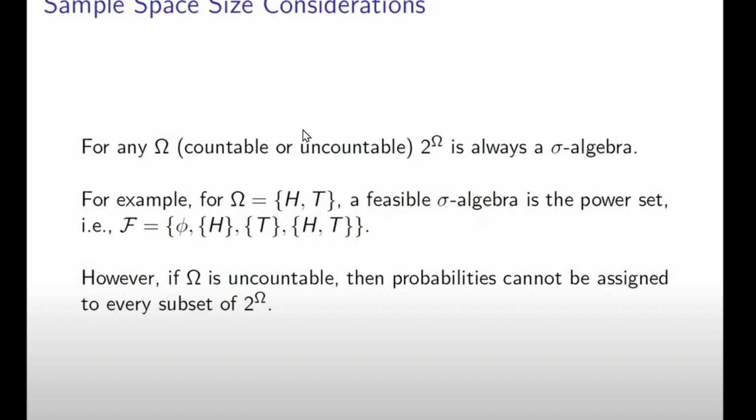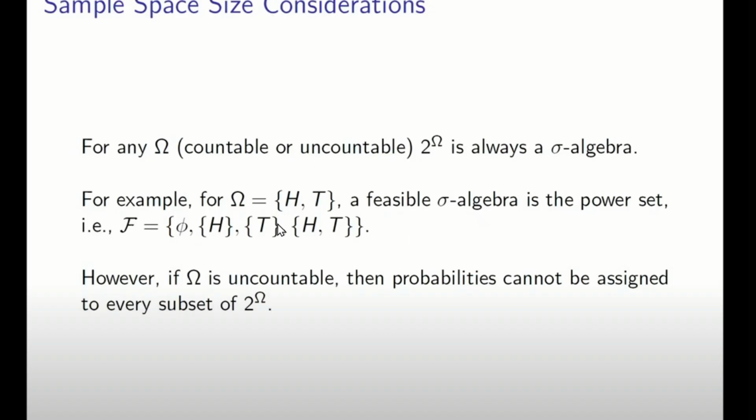These are the sample space considerations for any sigma algebra, whether the sample space is countable or uncountable. 2 power omega is always a sigma algebra. For example, for flipping a coin, the possible outcomes are head or tails, and 2 power 2 means 4. A feasible sigma algebra is the power set.